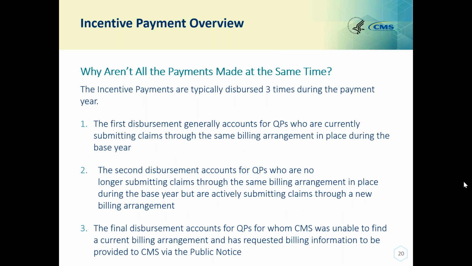Now, the reason why the incentive payments are usually done more than once is because when we're first doing the payments, we're looking at all payments where the QP is still billing with that same TIN that they had earned their status. So if that's the case, nothing has changed from 2 years prior, payment goes through, great. The second round of payments occur because a QP is possibly no longer with that organization during the base year, but they're actively submitting claims through a new arrangement. So that would require us to send out another payment.